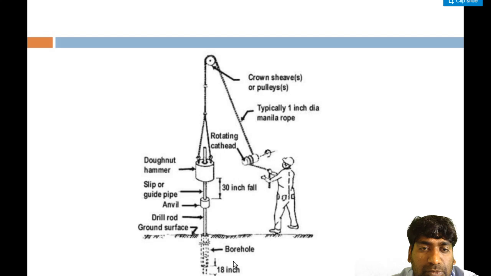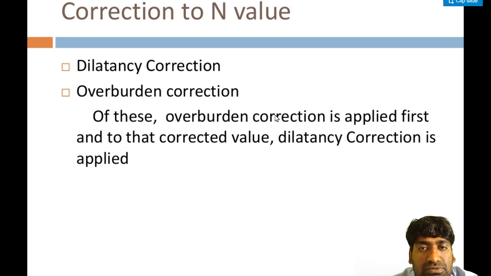So this is how the arrangement is done. This is the borehole, ground surface, drill rod, anvil, slip or guide pipe, 30-inch fall. This is the donut hammer, rotating cathead, and crown sheaves or pulley, typically 1 inch in diameter. You can see this arrangement for the standard penetration test in some videos and in books also.